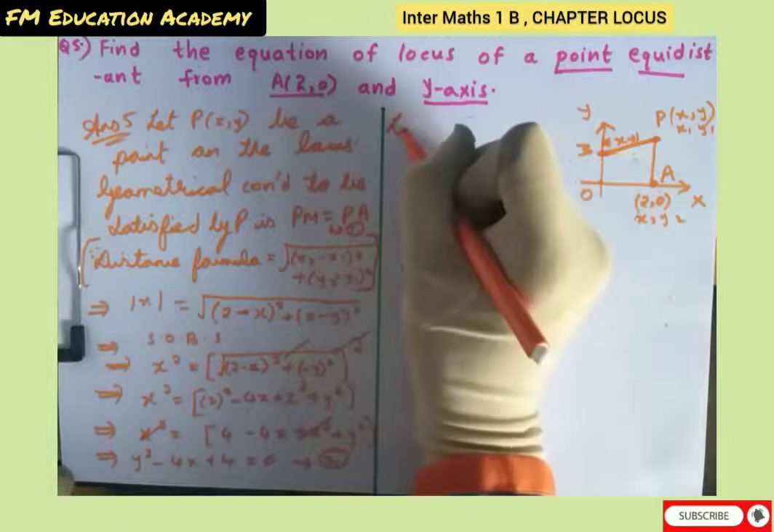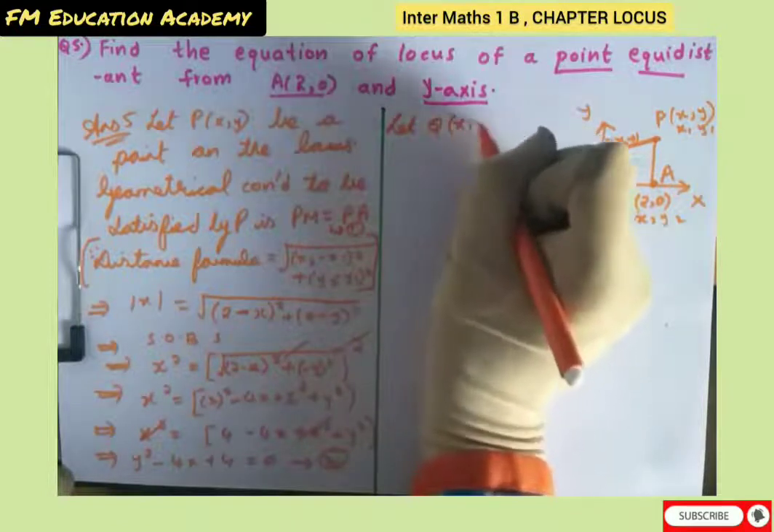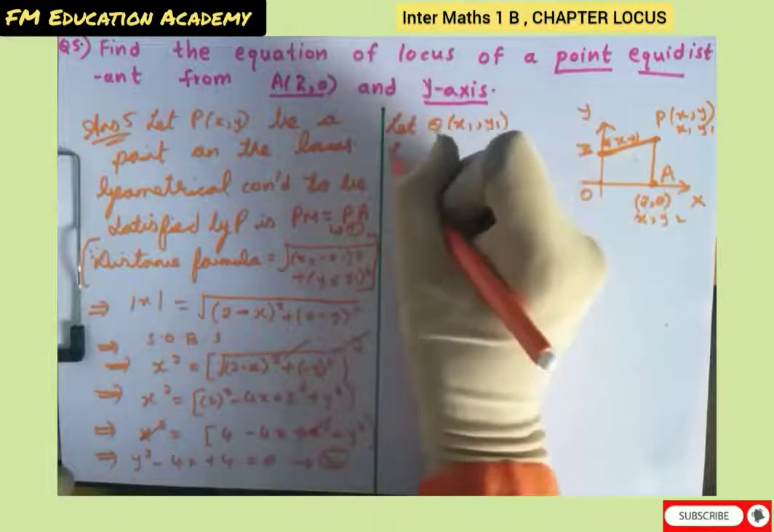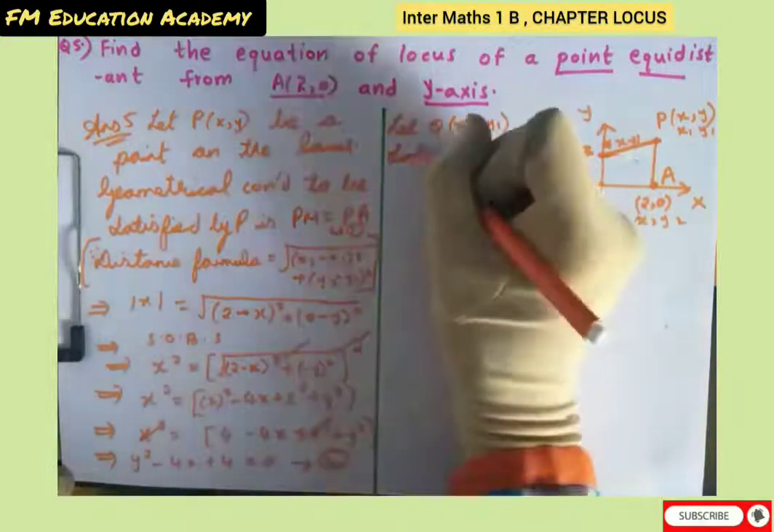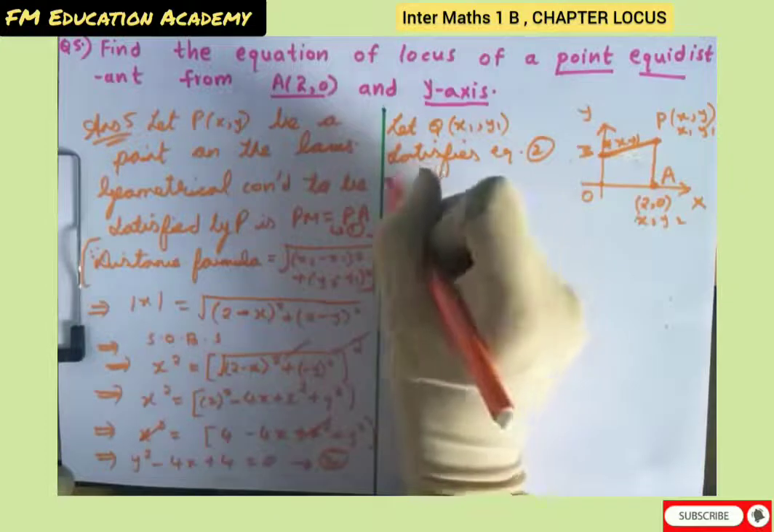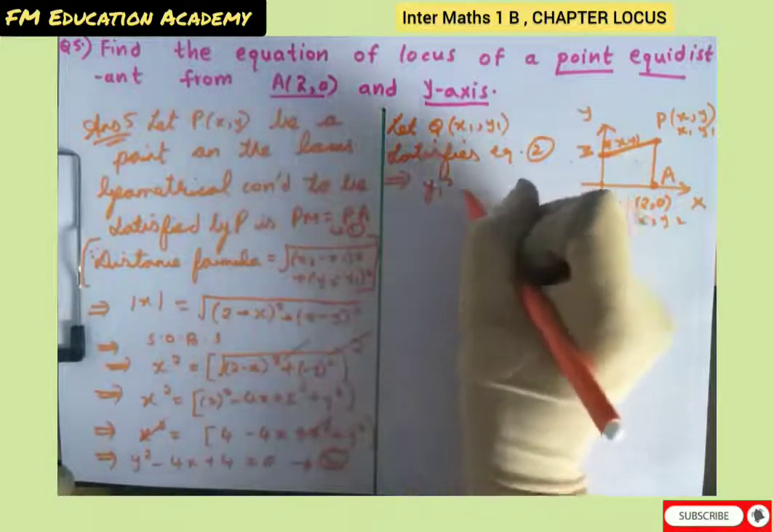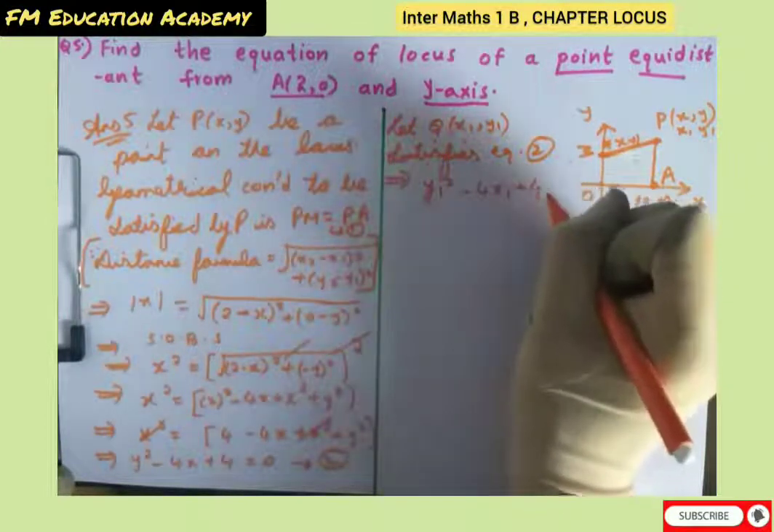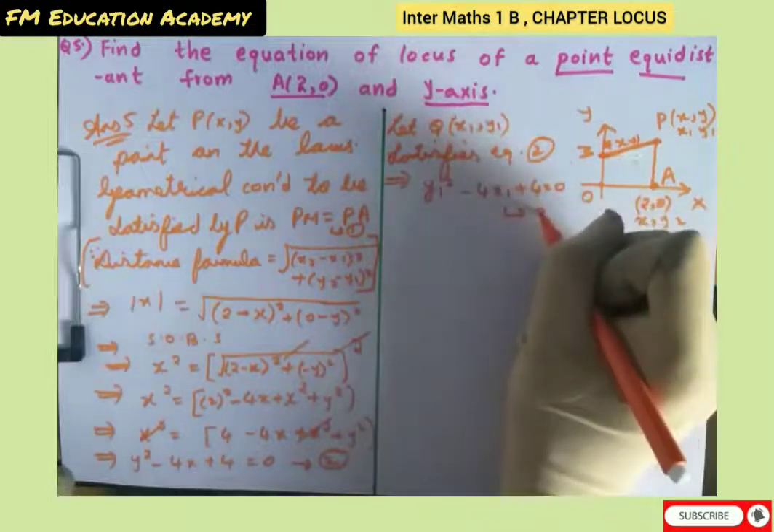We have to assume that there is a point Q x1 y1 which satisfies equation 2. So in place of x, y in equation 2, substitute x1, y1. So y1 square minus 4x1 plus 4 is equals to 0. This is our equation 3.